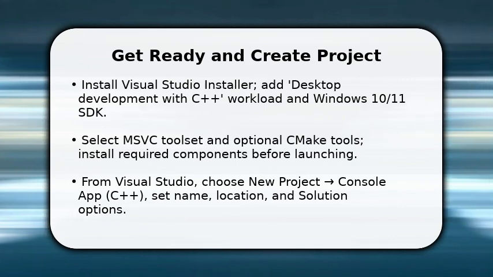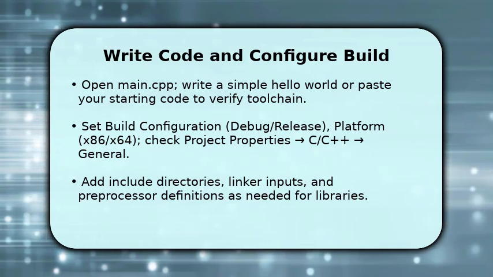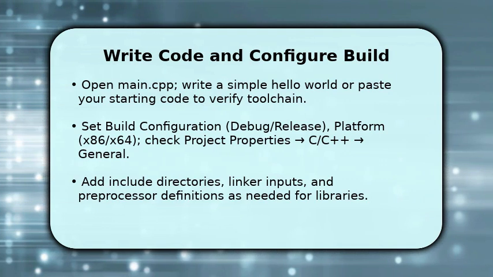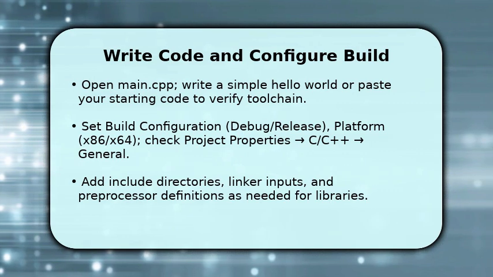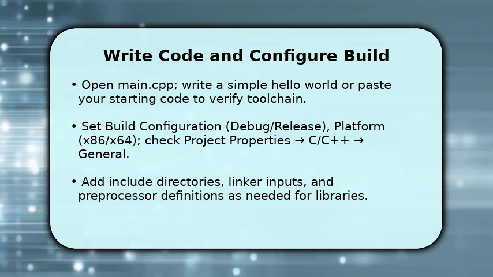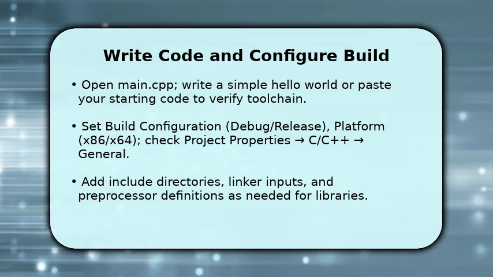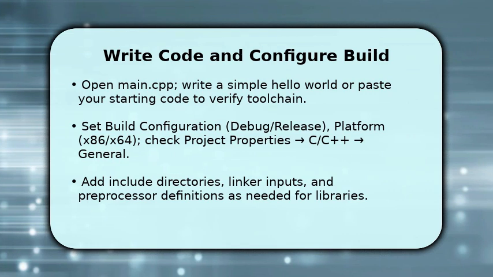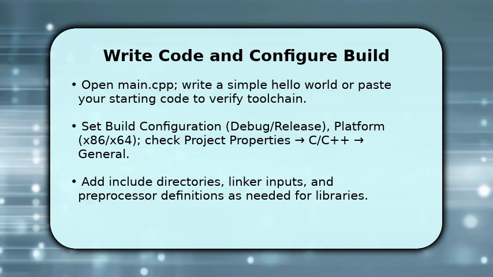Next, edit main.cpp and add a small test program to validate compilation. This checks compiler paths and runtime quickly. Then, set the build configuration to Debug for step-through debugging or Release for performance testing. Make sure the platform matches the libraries you plan to use. In project properties, inspect C/C++ include paths and linker inputs so external libs resolve.